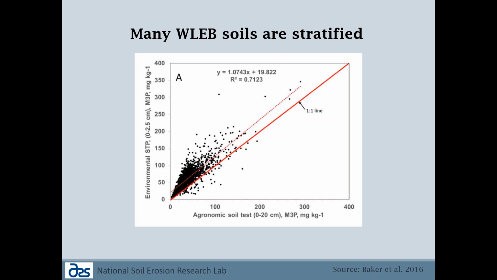And now moving on to stratification. We know that most soils in the Western Lake Erie Basin are stratified. This is the study by Heidelberg University in the Sandusky watershed where they looked at environmental soil test phosphorus, which was in the top inch of the soil profile, versus the agronomic soil test level, which was 0 to 8 inches. And they also looked at Mehlich 3. Most of the dots on this graph are above the solid red line. That means there's more phosphorus in the top inch of the soil relative to the soil test of the entire 0 to 8 inch profile.